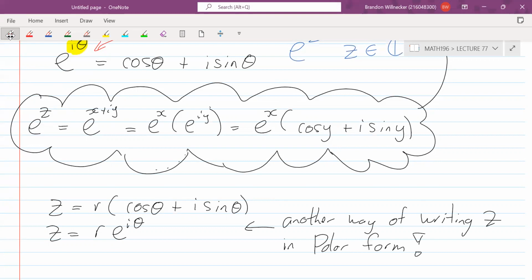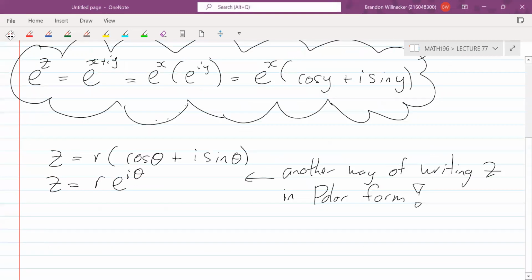Okay, because we still have the r and the theta, so it's still polar form. It's just written a bit differently. Okay, so now we want to find z to the n, because we want to do powers of complex numbers. So z to the n is going to be (r e^(iθ))^n.